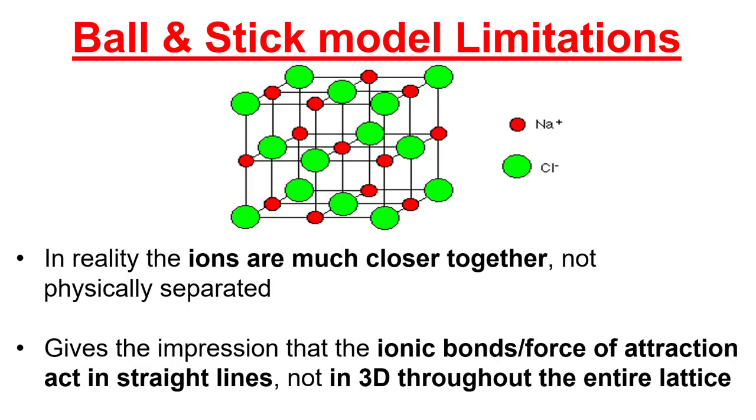Now, sometimes you see this ball and stick model and they ask for limitations. In reality, the ions are touching, they don't have lines between them, and it gives the impression that the bonds just act in one direction when they act in 3D throughout the entire lattice.